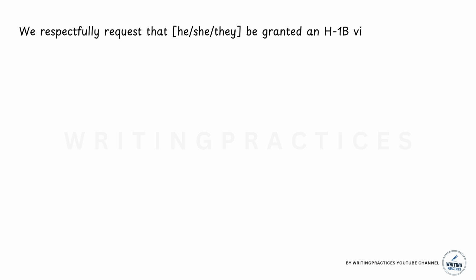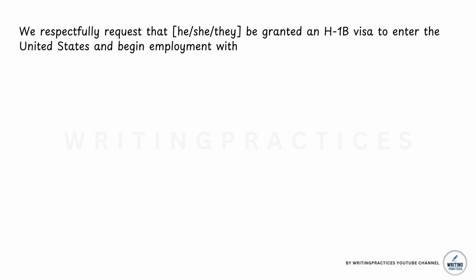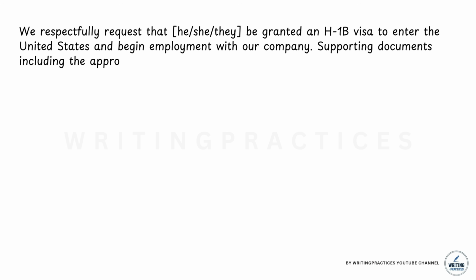Body paragraph 3, request and supporting documents. This paragraph is your formal request for visa approval and a note about supporting documentation. From the template, we respectfully request that he, she, they be granted an H-1B visa to enter the United States and begin employment with our company.